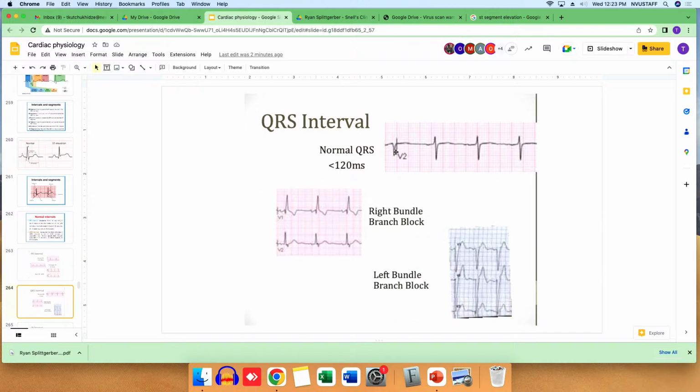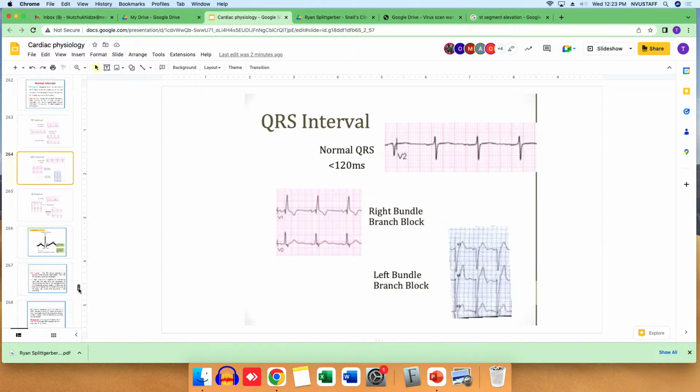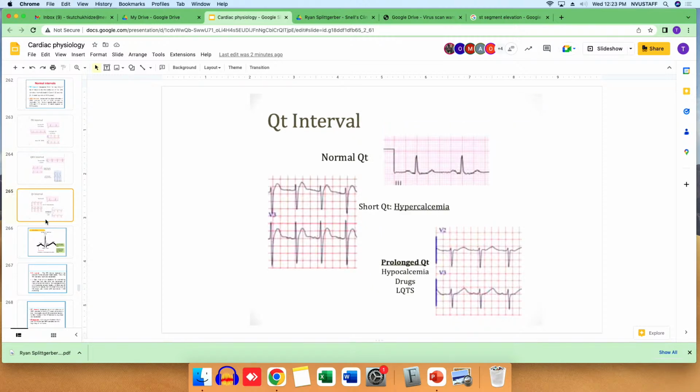For example, here QRS interval is normal. It should be less than 120 milliseconds. In the right bundle branch block, it will be bigger than normal, because we're having the block there and impulses cannot be conducted normally. Normal QT interval, if we're having shorter QT interval, it is either, for example, hypercalcemia, or when we're having prolongation of it, we're having some kind of drugs, or hypocalcemia, for example.